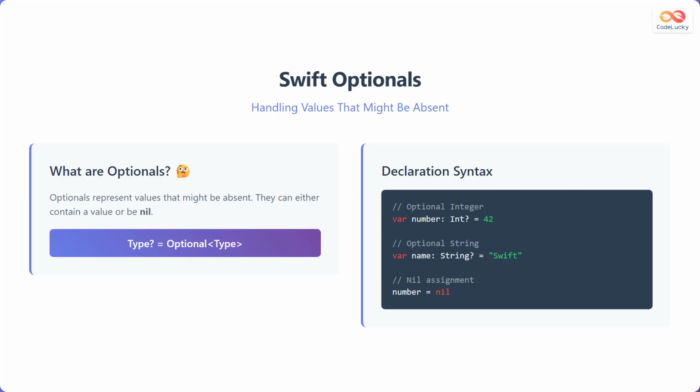Optionals are Swift's way of representing values that might be absent or nil. Think of an optional as a container that either holds a value or is empty. The question mark syntax after a type name creates an optional type. For example, Int? represents an optional integer that can either contain an integer value or be nil. Optional String can hold a string value or be nil. This safety feature prevents common runtime crashes that occur in other programming languages when trying to access null values. Swift forces you to explicitly handle the possibility of nil values, making your code much safer and more predictable.